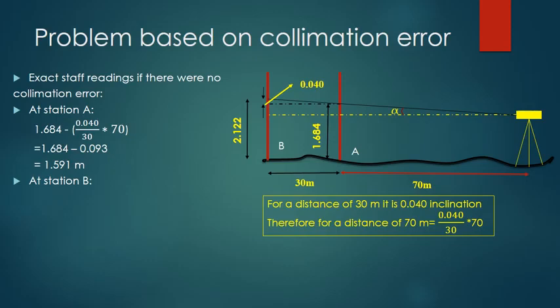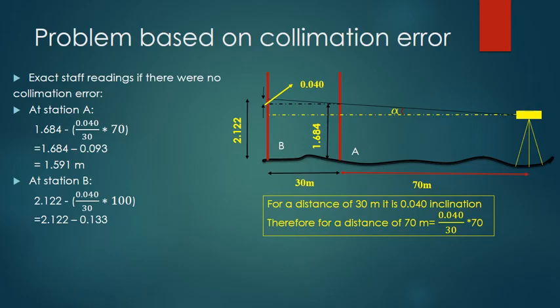Now at station B, the staff reading was around 2.122 and the distance where we are measuring was around 100 meters. For a distance of 100 meters, how much should be the amount of error when we are sighting from the instrument to the staff held at B? So 2.122 minus 0.040 divided by 30 into 100, where 100 meters is the distance between the station and the instrument.